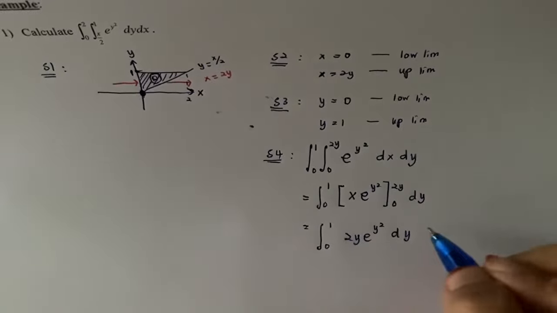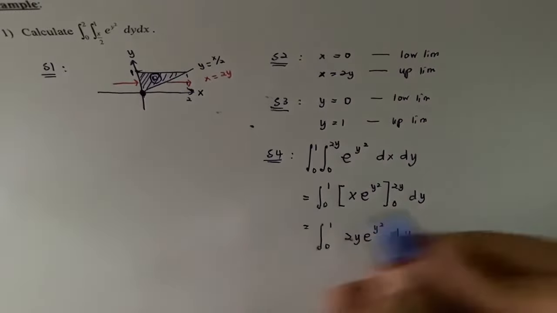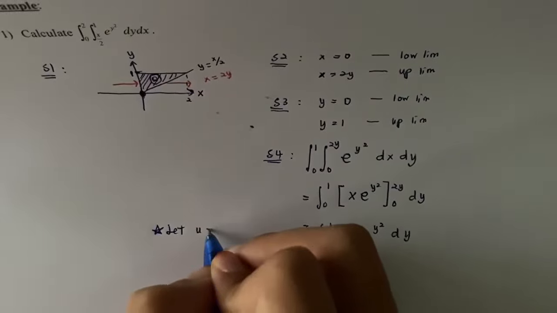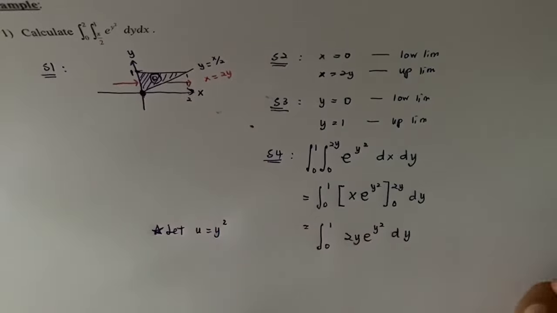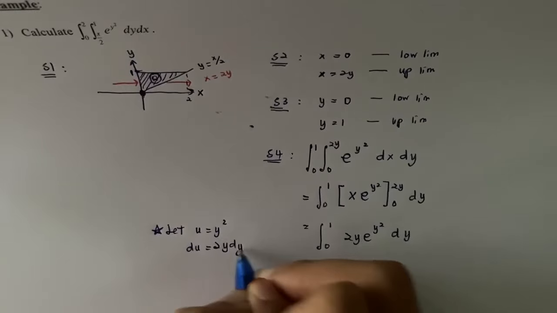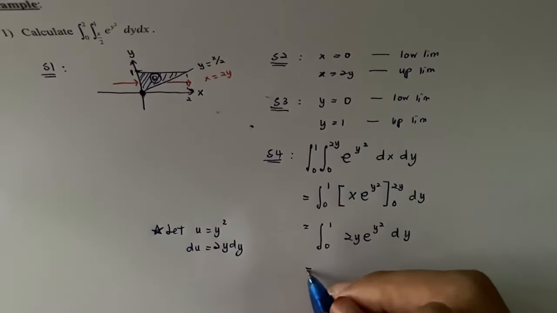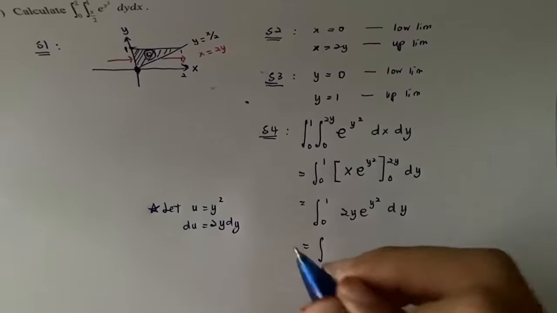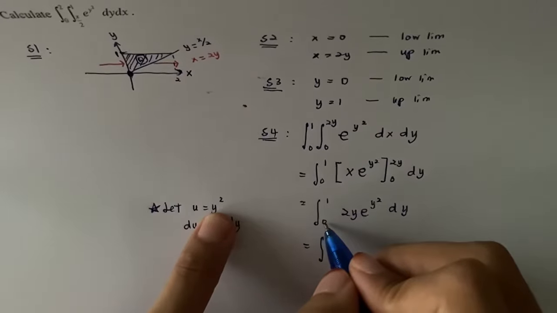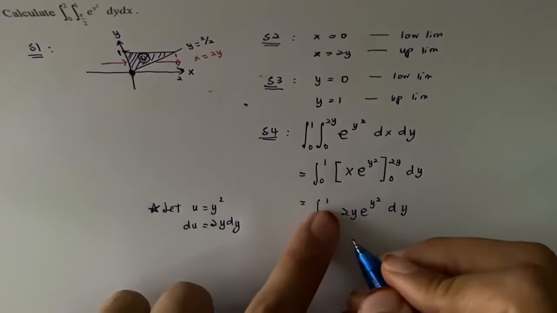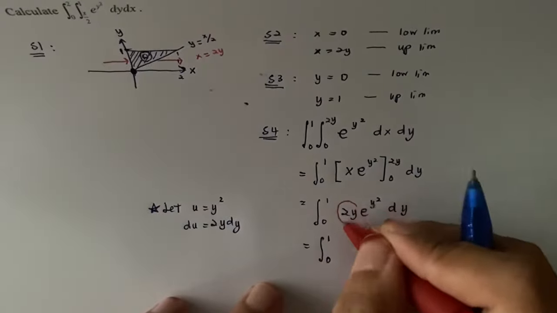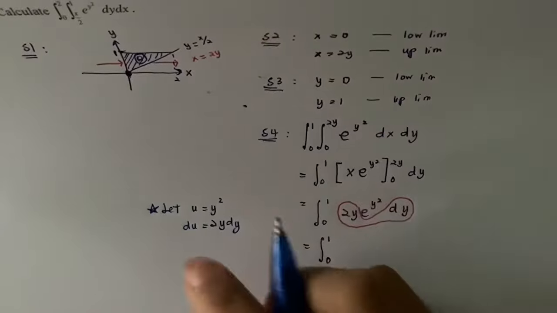To solve this, you need to use substitution. We let y square equal to u. So u is equal to y square, so du is equal to 2y dy. Substitute the limits as well. When y equals 0, u is equal to 0. When y equals 1, u is equal to 1. And 2y dy is equal to du.